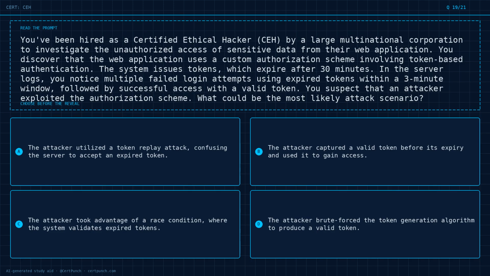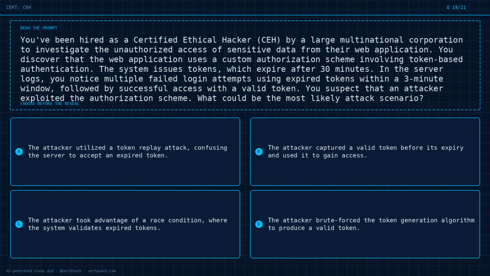Question 19 of 21. You've been hired as a certified ethical hacker, CEH, by a large multinational corporation to investigate the unauthorized access of sensitive data from their web application. You discover that the web application uses a custom authorization scheme involving token-based authentication. The system issues tokens, which expire after 30 minutes. In the server logs, you notice multiple failed login attempts using expired tokens within a 3-minute window, followed by successful access with a valid token. You suspect that an attacker exploited the authorization scheme. What could be the most likely attack scenario?